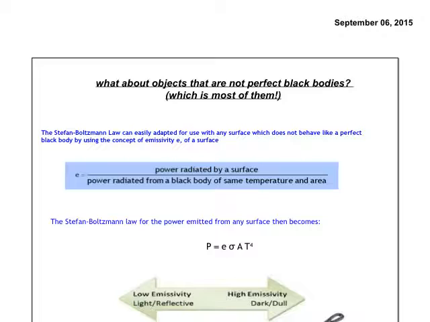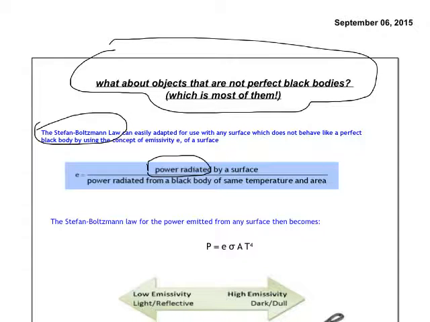And then the last thing that we need to talk about is something called emissivity. The Stefan-Boltzmann law, which we've just looked into, tells us the power radiated from a surface. However, we were talking about this perfect black body, but not all objects are perfect black bodies. In fact, no object is a perfect black body. But you can easily adapt for real use for any surface which does not behave like a perfect black body using the concept of emissivity.